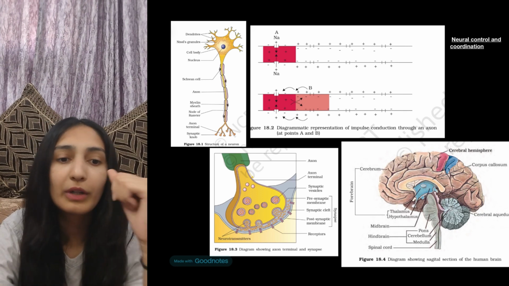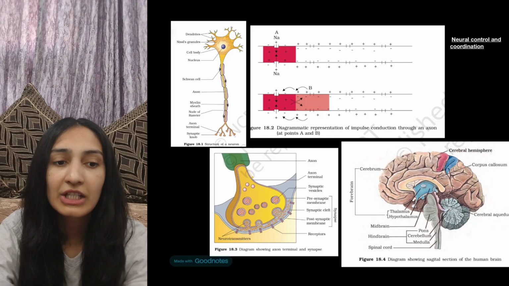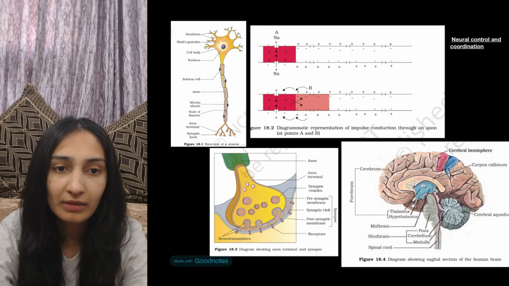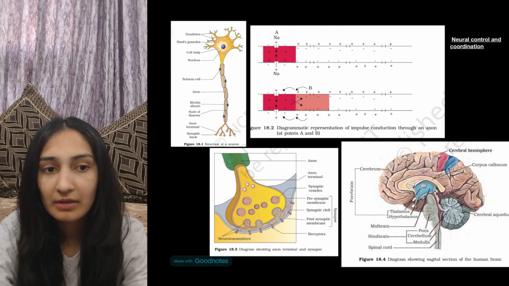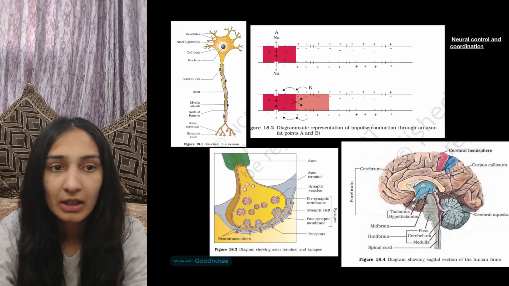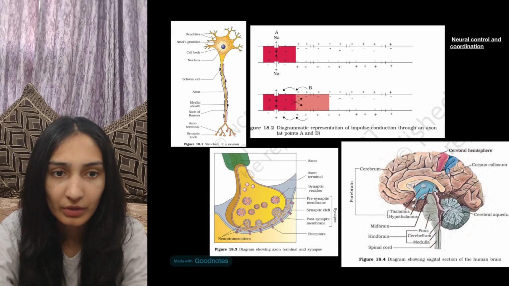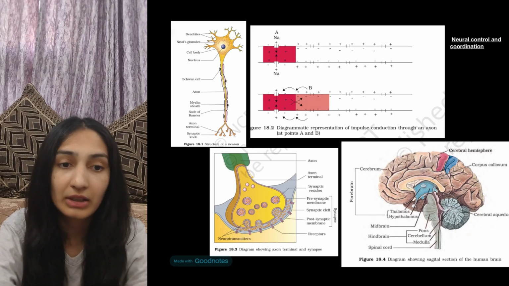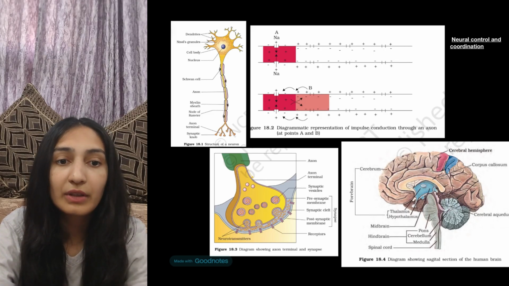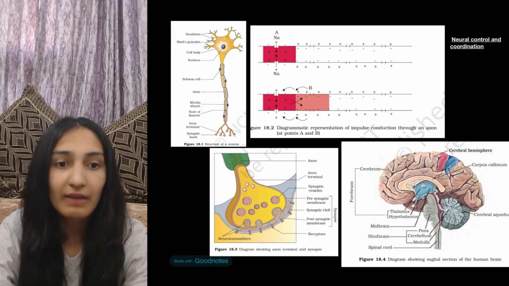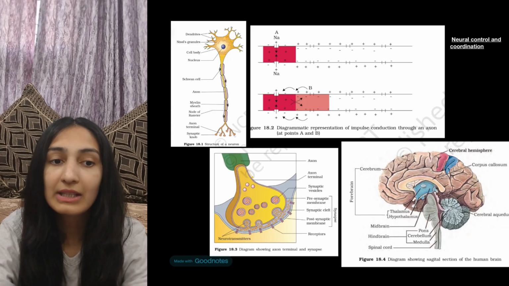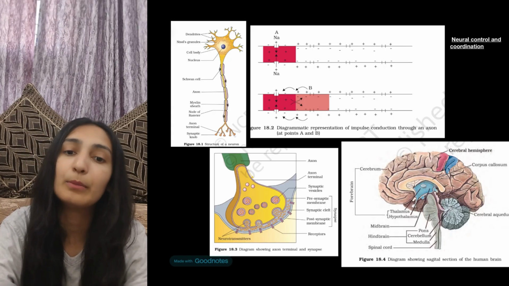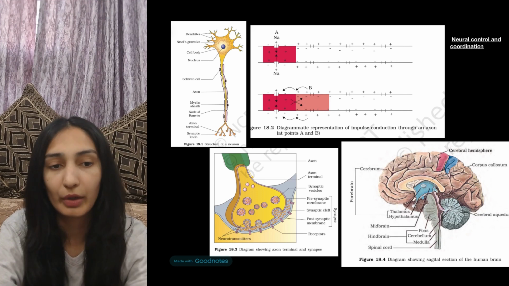Moving on, figure 18.4 shows the diagram of the sagittal section of the human brain. First of all, in forebrain we have cerebrum, thalamus and hypothalamus. And you can clearly see the cerebral hemisphere, you can see the corpus callosum, you can also see the cerebral aqueduct. Now moving on, after forebrain we have the midbrain, then we have the hindbrain, which consists of pons, cerebellum and medulla, and below it comes spinal cord.